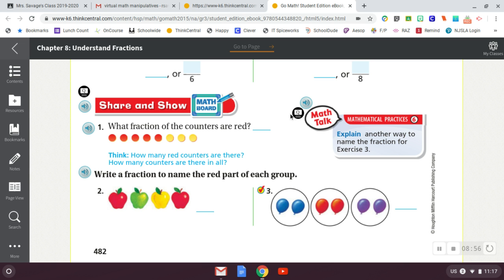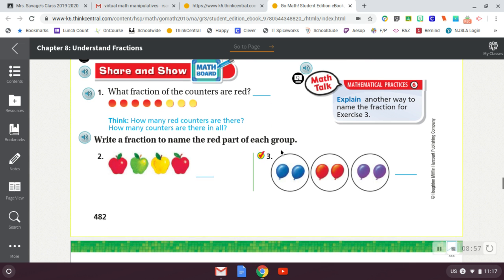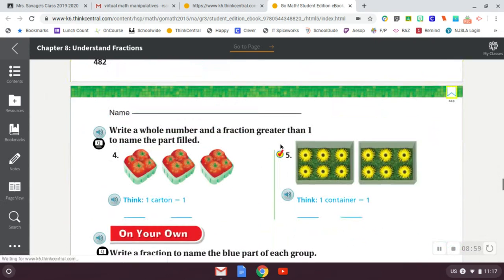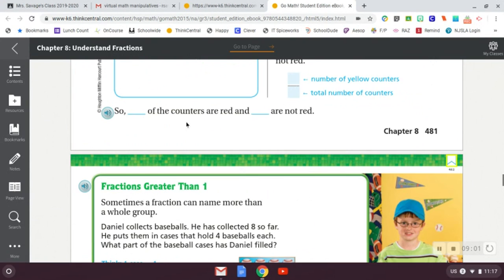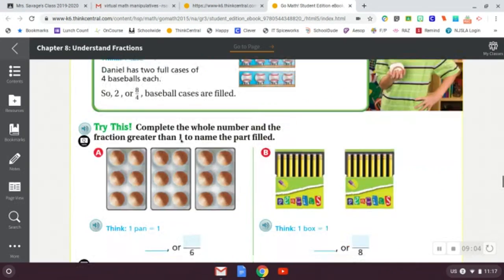All right. So let's go into the share and show. I want to try and keep this video to about 10 minutes, and we're getting close. My screen's jumping around on me.